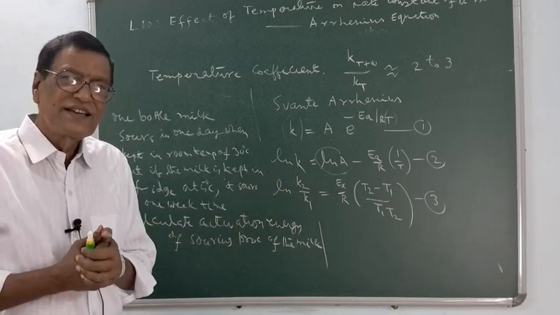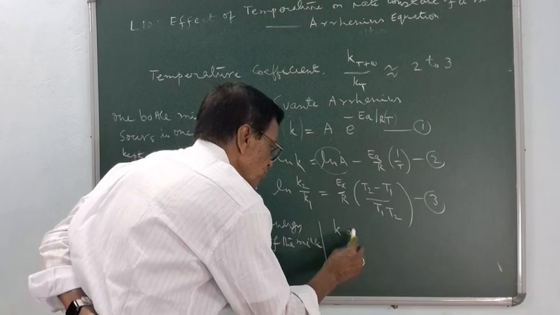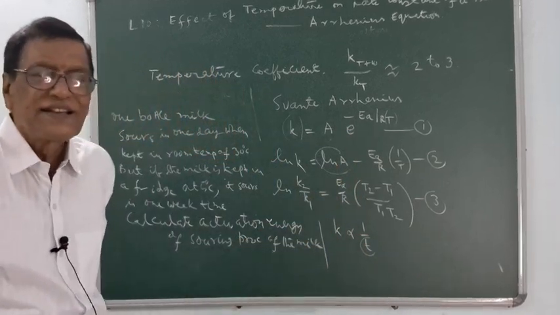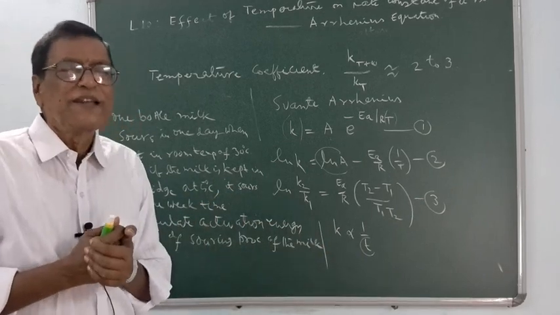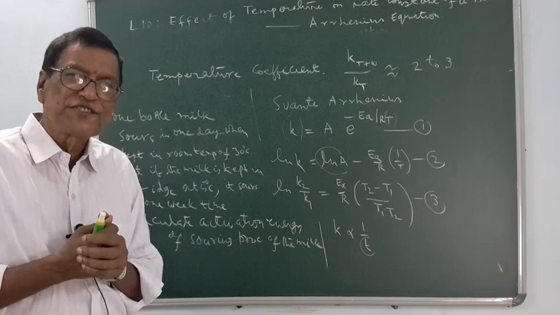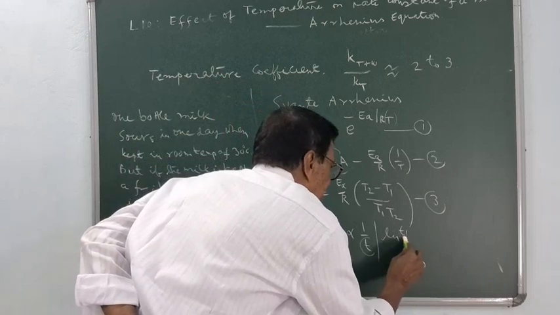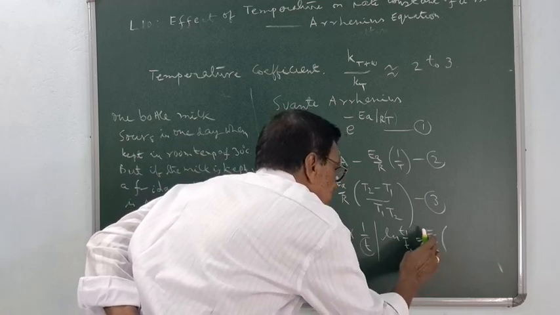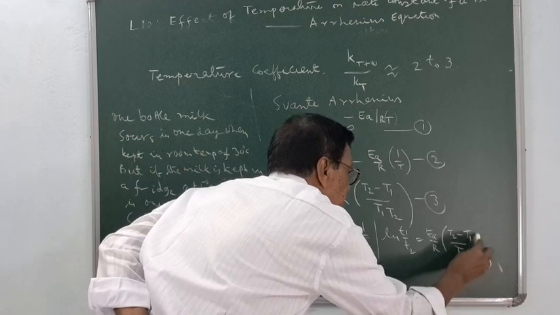K1, and here K is inversely proportional to 1 by T. T is the souring time. Greater the value of T, less will be the rate constant of the souring process. So this one we can write ln T1 by T2 equal to EA by R into T2 minus T1 divided by T1 T2.